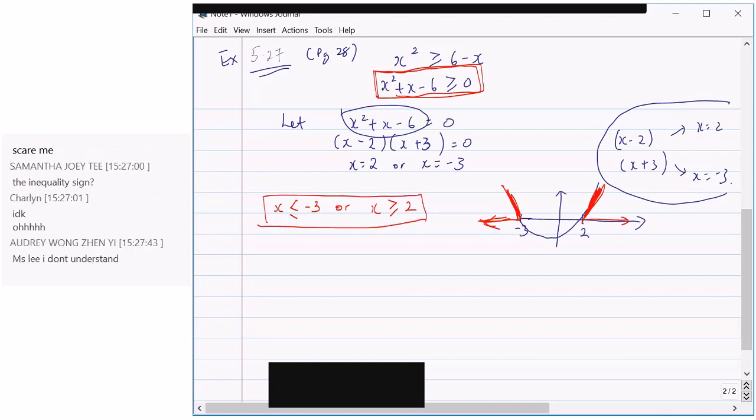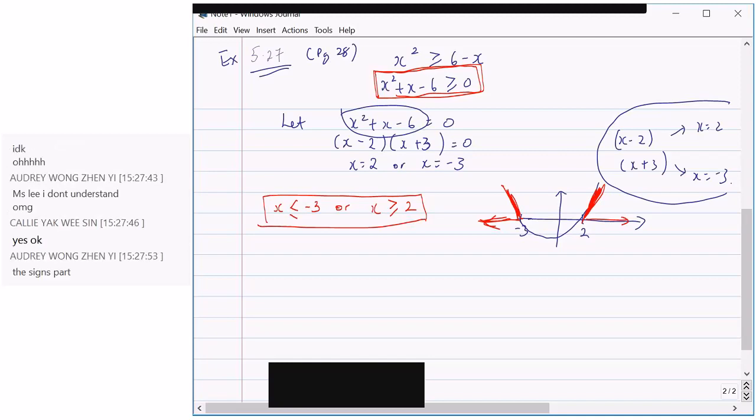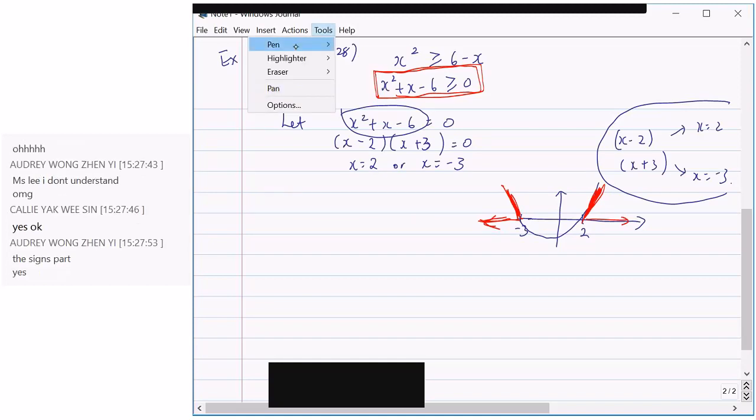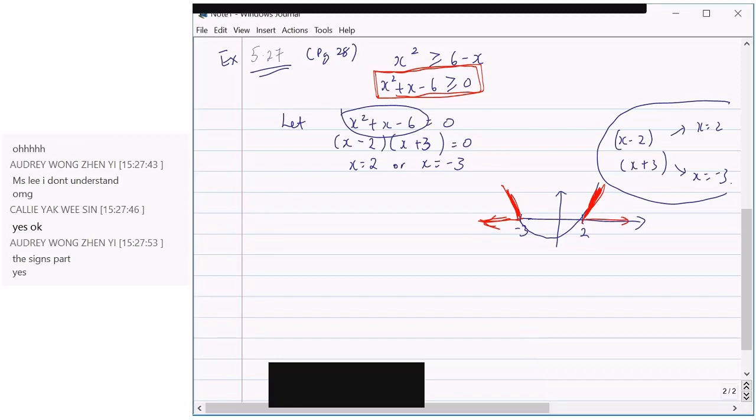So this is my answer already actually. We're done. Okay, which part don't you understand, Audrey? From where onwards don't you understand? The graph part. Okay, I erase. Let me erase this. Do you understand why the graph looks like this? If you understand why the graph looks like that, then it's okay. Let me draw the graph again so it's easier to see.